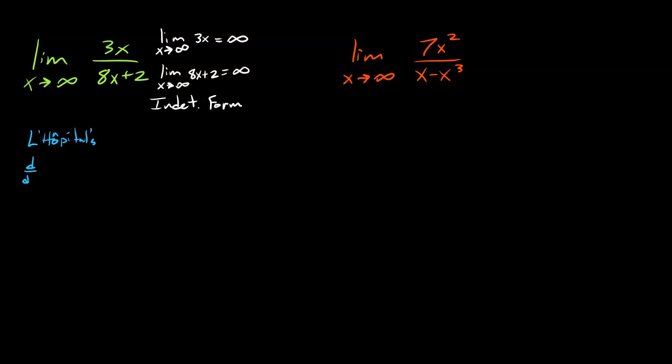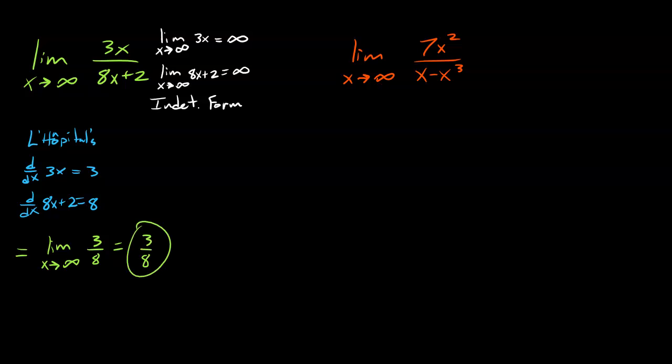So L'Hopital's rule is to take the derivative of the top, which is 3, and the derivative of the bottom, which is 8. Now, by using L'Hopital's rule, I can rewrite my limit as the derivative of the top over the derivative of the bottom. Now, if I plug infinity in, there's no place to plug it into a variable, so the answer is 3/8. How are we on that?